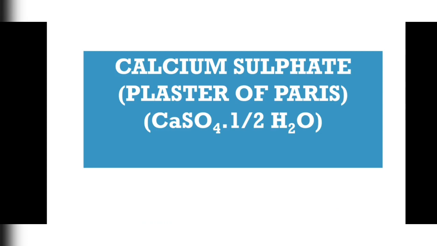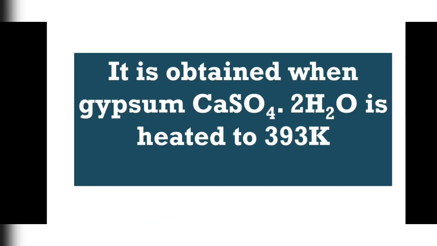This plaster of Paris is obtained from gypsum. Gypsum is calcium sulfate, CaSO4 2H2O, with two molecules of water. Okay, CaSO4 2H2O is gypsum. When that gypsum is heated to 393 Kelvin, you will get calcium sulfate, what we call plaster of Paris, that is half H2O.